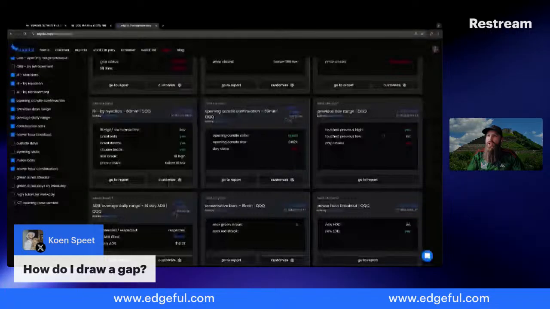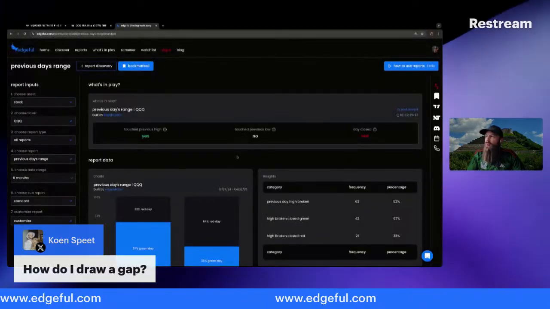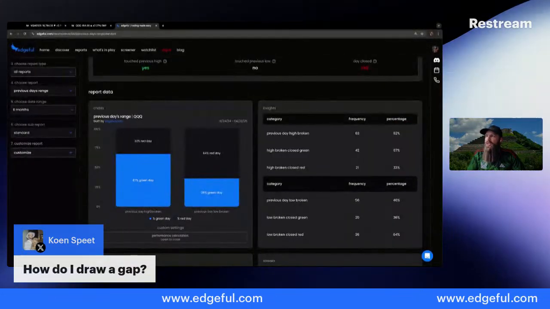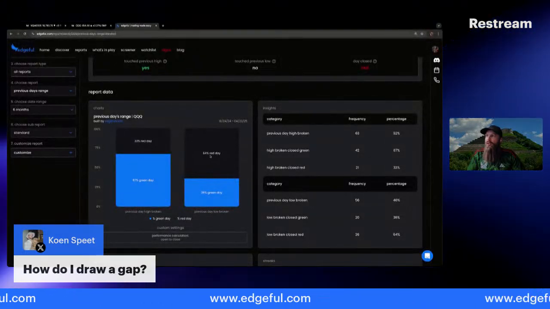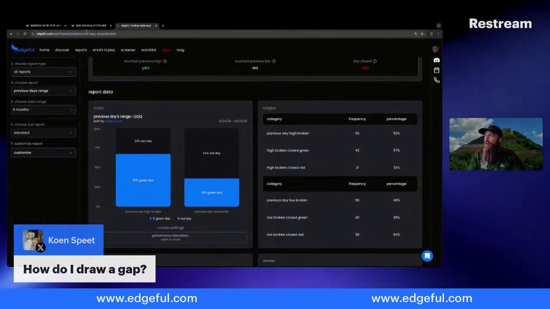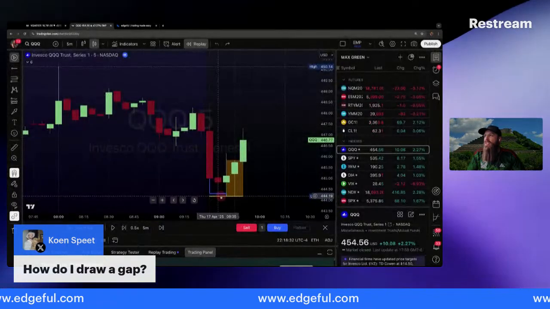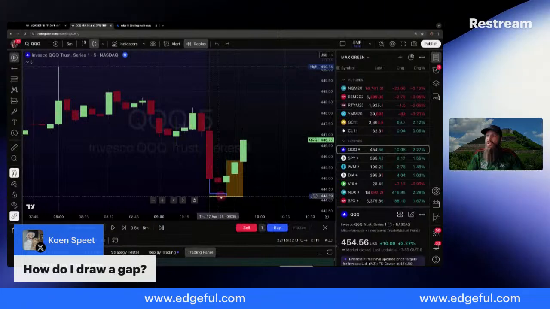Previous day's range. This basically tells you if you break the previous day's high, 67% of the time you're going to close green. If you break the previous day's low, 64% of the time you're going to close red. How can I easily see that throughout the day on the chart? It's the same indicator. I just use the same indicator.